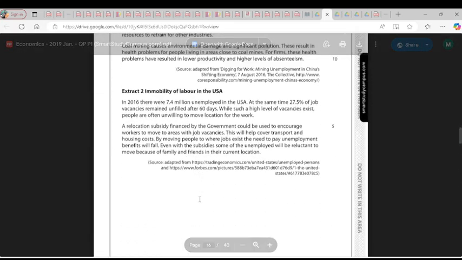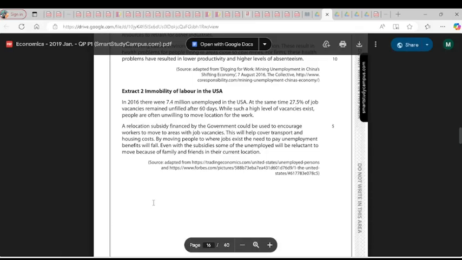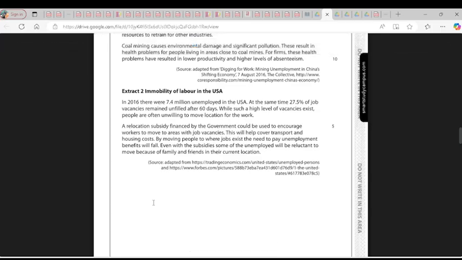So for extract 2, immobility of labor in the US. In 2016, there were 7.4 million unemployed in the US. At the same time, 27.5% of job vacancies remained unfilled after 60 days. While such a high level of vacancies exists, people are often unwilling to move location for the job anyway. A relocation subsidy financed by the government could be used to encourage workers to move to areas with job vacancies. This will help cover transport and housing costs. By moving people to where jobs exist, the need to pay unemployment benefits will fall. Even with the subsidies, some of the unemployed will be reluctant to move because of family and friends in their current location. Now we have the question.